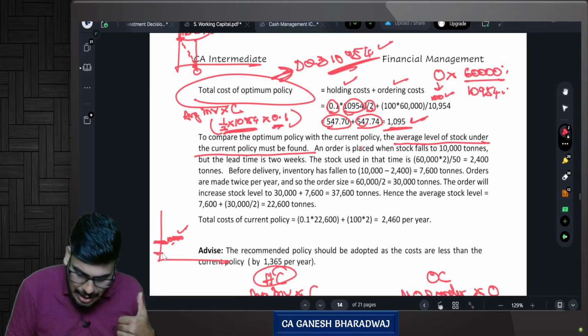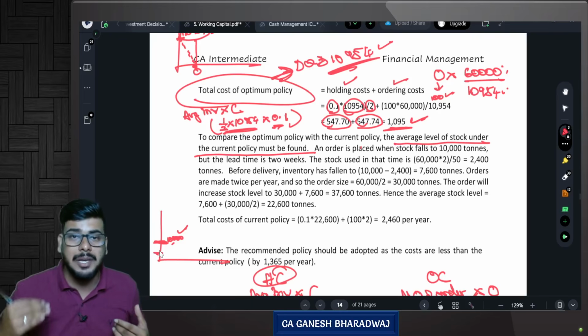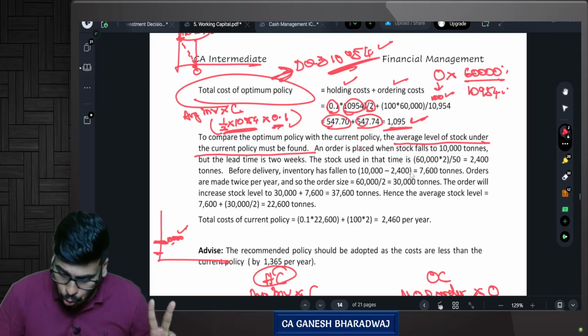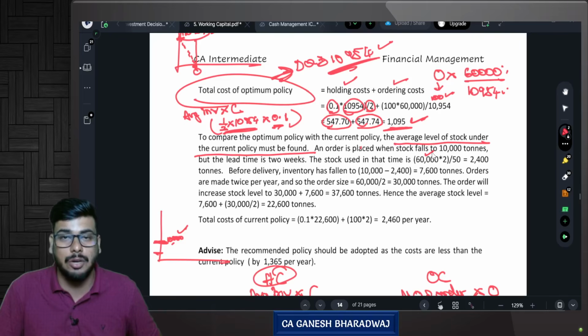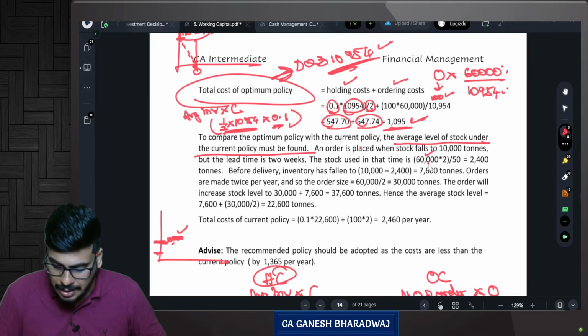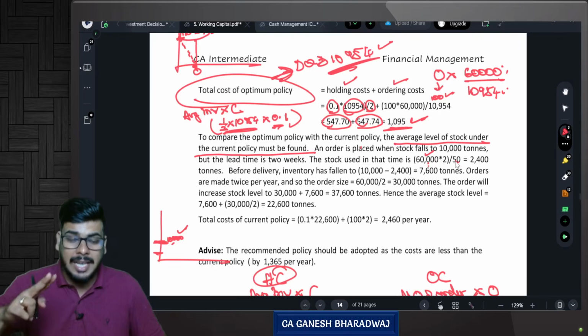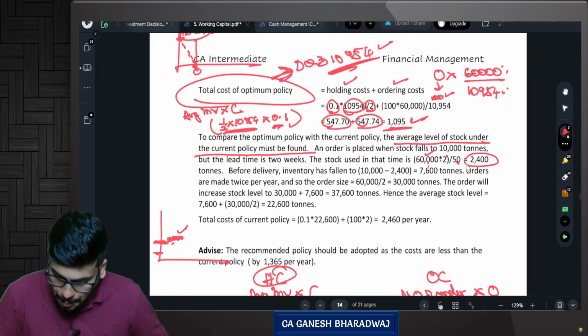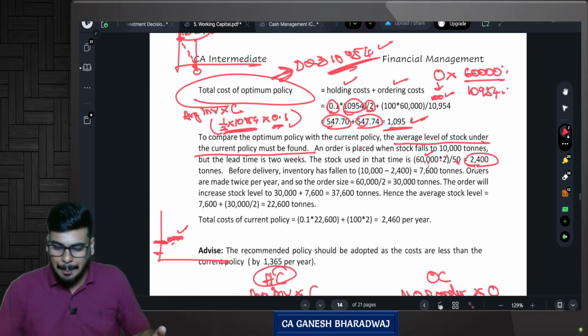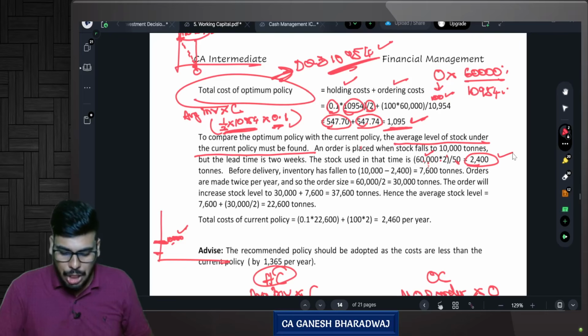By the time he delivers, my stock balance will be reducing by how much? So 2 weeks consumption. In a year, I will consume 60,000 tons, which means on an average, every week I will consume how much? 60,000 divided by 50, right? Like the 2 weeks it takes. So 60,000 divided by 50 into 2. So by the time the delivery happens, I would have already consumed how much?